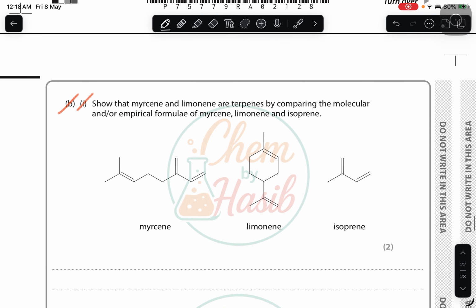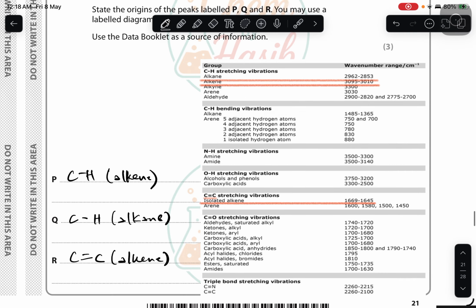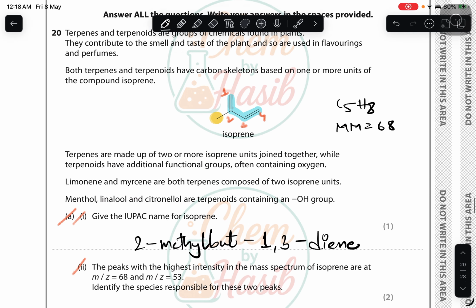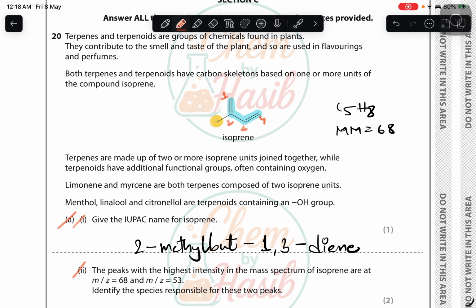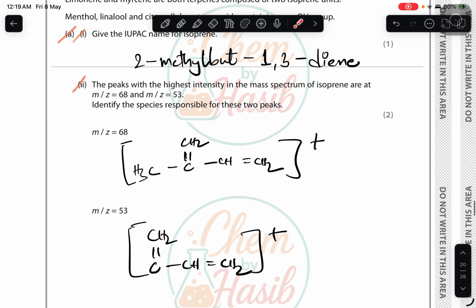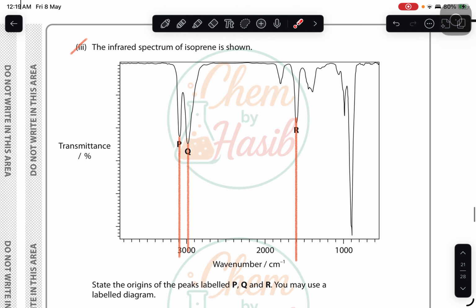Then we move on to question number B1. It says, show that myrcene and limonene are terpenes by comparing the molecular or empirical formula of myrcene, limonene, and isoprene. Now let us see what are terpenes. I think it was given in the question. It says terpenes are made up of two or more isoprene units joined together. So in order to be a terpene, a minimum of two isoprene units should join together, right? So these molecules are called terpenes when two or more isoprene molecules are joined together.